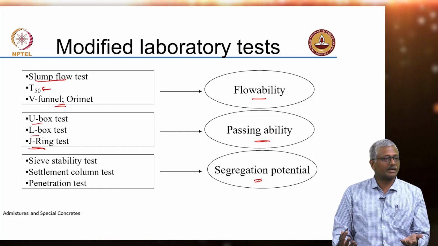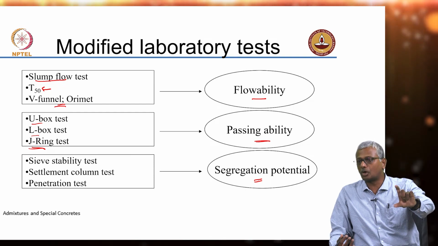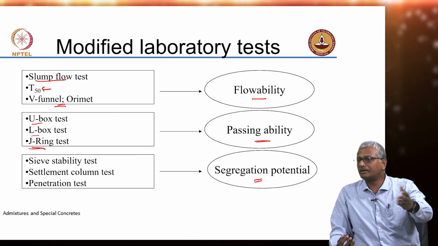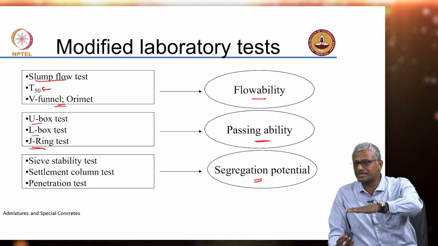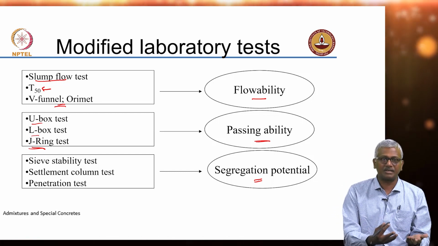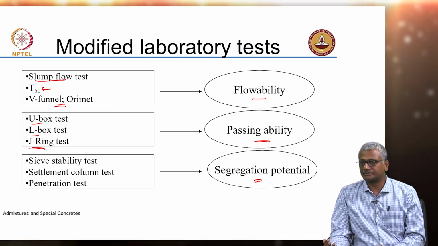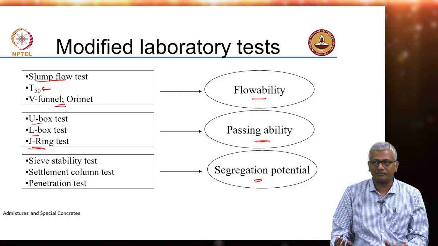If segregation is there, a lot of the aggregates will start settling. If you take the top half or top one-third of the concrete and pass it through a sieve that separates out the aggregate content, you can then understand how much of the aggregate is actually there as compared to what should have been there based on the mix design. It's an easy test to perform. It's not really very complicated.